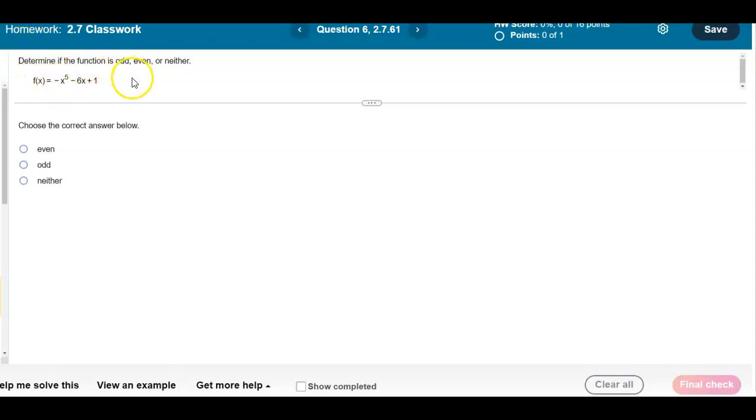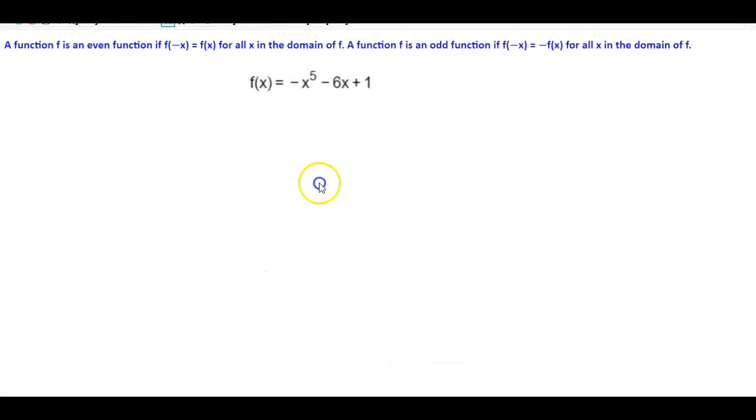Determine if the function is odd, even, or neither, and the function f of x is equal to negative x to the fifth minus 6x plus 1. Okay, so here's our function.